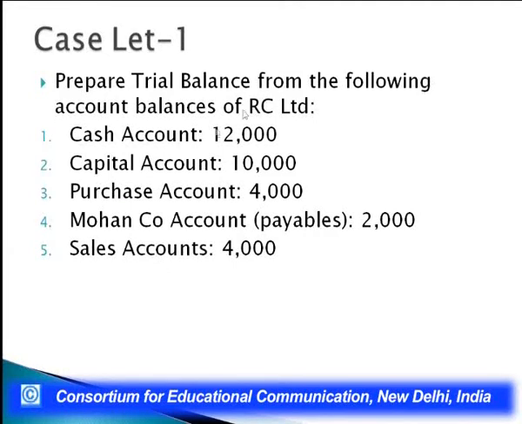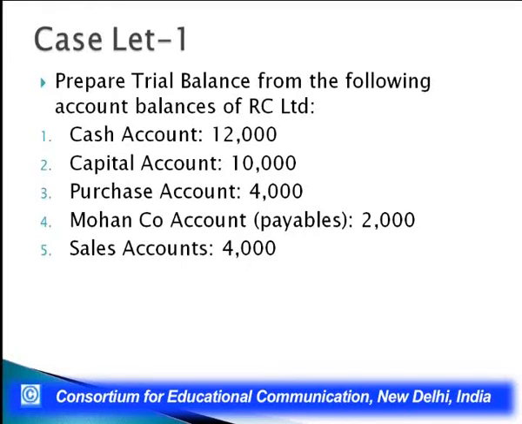So now let's see. Cash was debit, purchases was debit. 12 plus 4 makes 16,000, right? And capital was on credit 10,000. Mohan's account was credit 2,000. So 10 plus 2 is 12. And then sales was having credit balance 4,000. So 12 plus 4, 16. So the trial balance has matched.